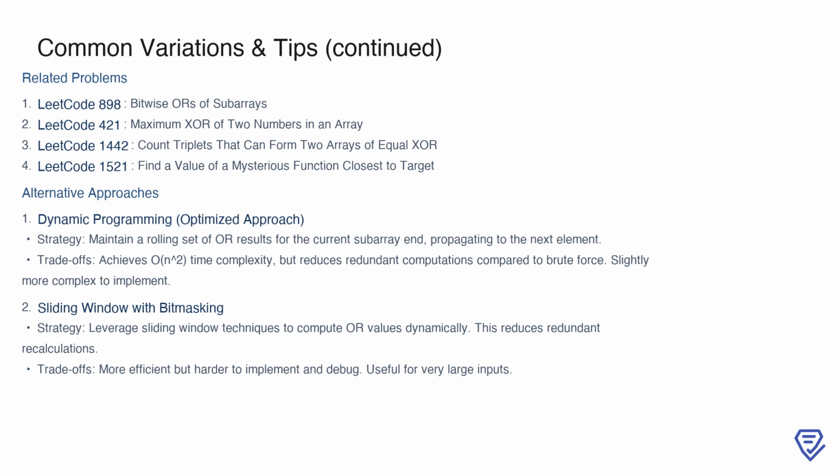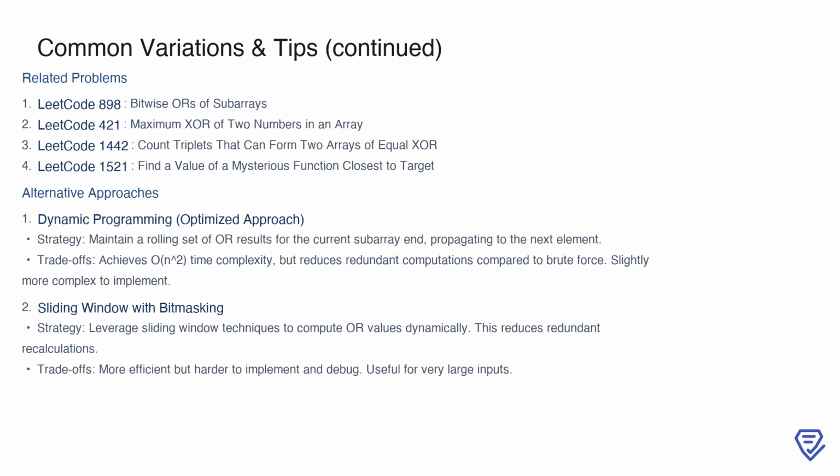When it comes to alternative approaches, dynamic programming offers an optimized solution. By maintaining a rolling set of OR results for the current subarray end and propagating them to the next element, you can reduce redundant computations. This approach achieves O(n²) time complexity, making it more efficient than brute force, though slightly more complex to implement.